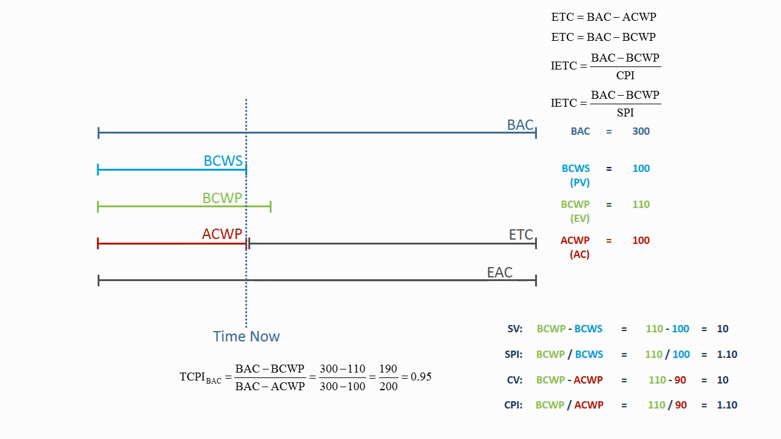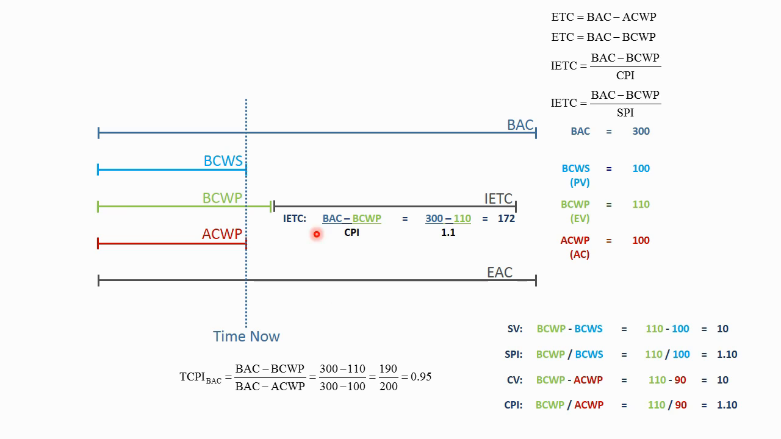So let's look at this a little more. In one of the previous examples, we had adjusted the EAC based on a 0.9 cost performance. Now we've got a project manager that's doing 1.1. So let's do our IETC calculation again. We're going to take the budget at completion minus the budgeted cost of work performed. So it's 300 minus 110 because we performed 110 hours of work. And we're going to divide by the CPI of 1.1. Now the ETC is 172 hours.